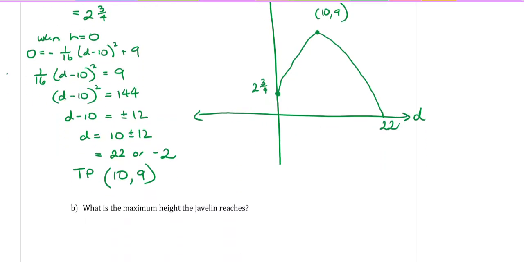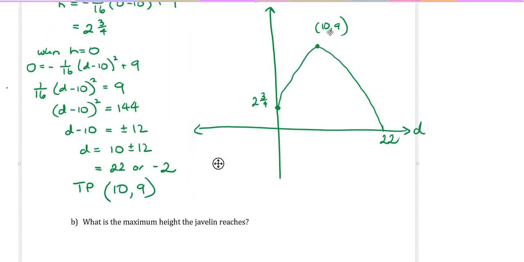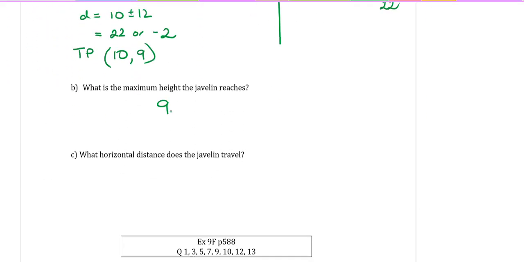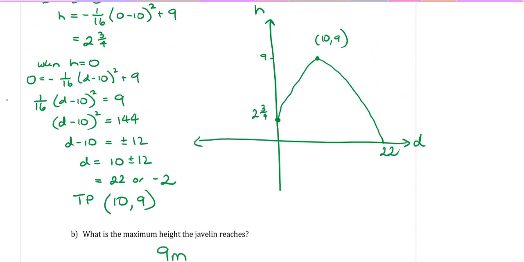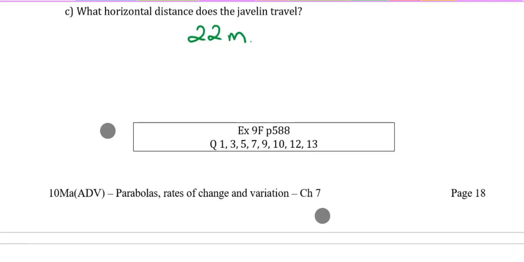All right, what is the maximum height that the javelin reaches? So looking at my graph, the highest point is when y is equal to 9. So that is my maximum height, 9 meters. Part C, what is the horizontal distance that the javelin travels? So it's actually starting off the ground. So maybe that's a very tall person, 2 3/4 meters, or maybe they're standing on something. But it's starting at that height, but horizontally it is traveling 22 meters. And that is it. All right, time for you to look at exercise 9F.